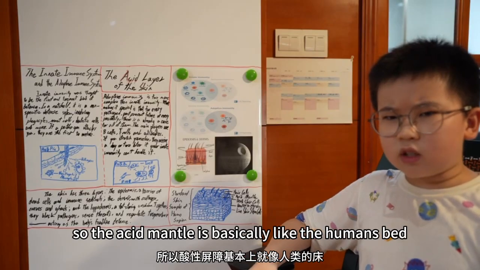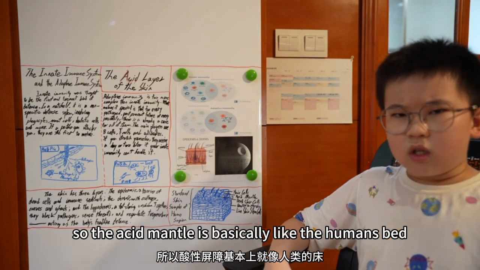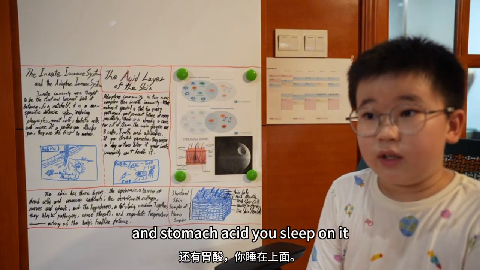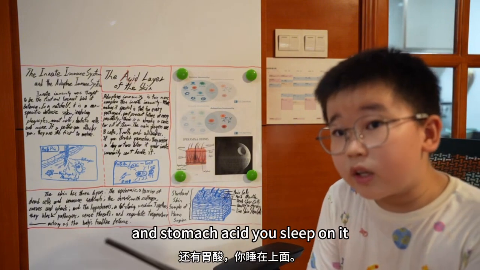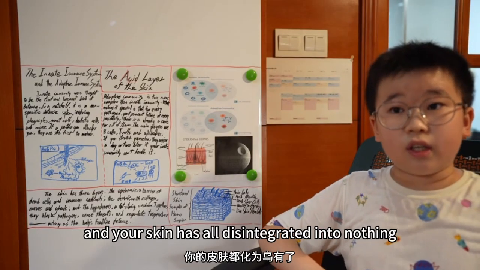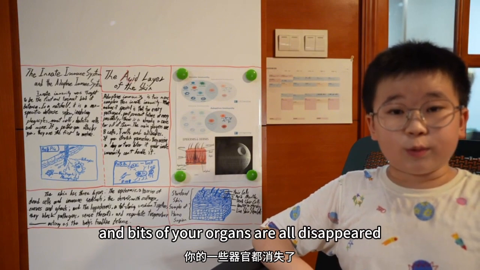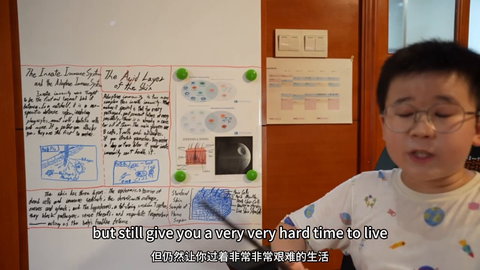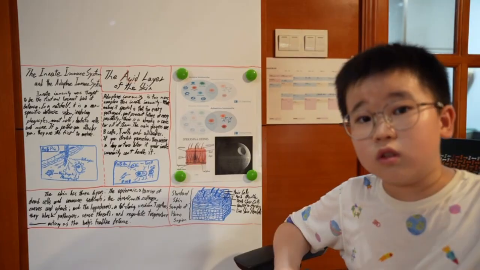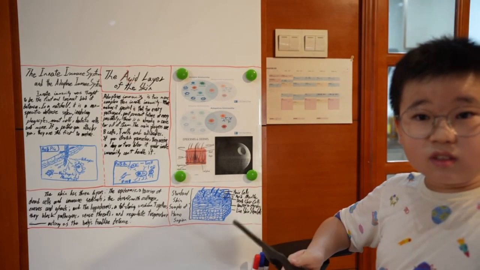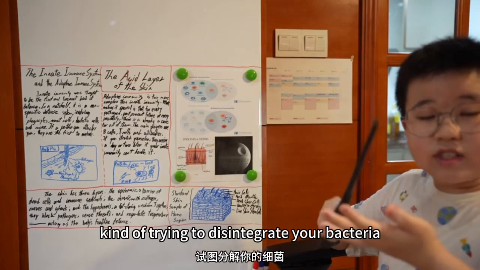So, the acid mantle is basically like the human's bed. Imagine your bed had battery acid and stomach acid all covered over it, and you sleep on it. You wake up one day and your skin has all disintegrated into nothing and bits of your organs have all disappeared. Some of you might survive, but it would still give you a very, very hard time to live. And this is basically a real acid, kind of trying to disintegrate your bacteria.